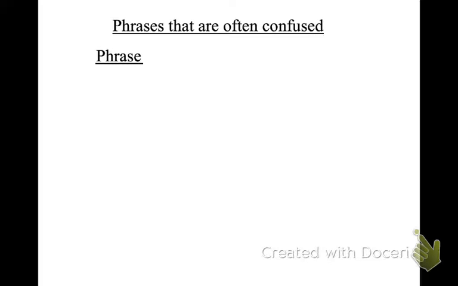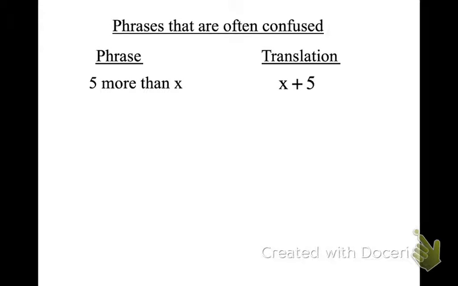The phrases get confusing because that's where kids confuse them. Remember, this really means what? Okay, this really means what, Jonah? No, it doesn't. It means what? Go. X plus 5. I want you translating properly. Whereas 5 is more than X is 5 is greater than X.